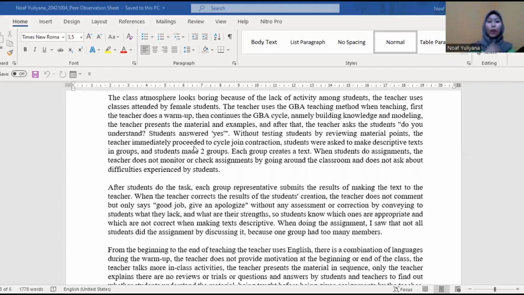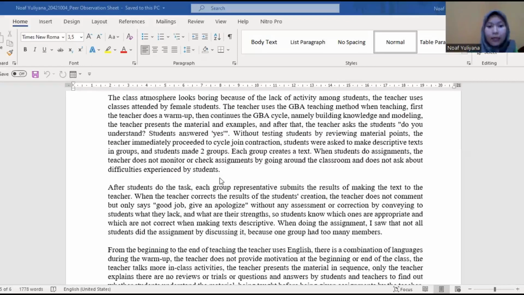After students do the tasks, each group representative submits the result of making the text to the teacher. When the teacher reads the result of the students' creation, the teacher does not comment but only says good job, without any assessment or correction, by conveying to students what they like and what they find strange. So students know which ones are appropriate and which are not correct when making a descriptive text. When doing the assignment, I saw that not all students did the assignment by discussing it because one group had too many members.